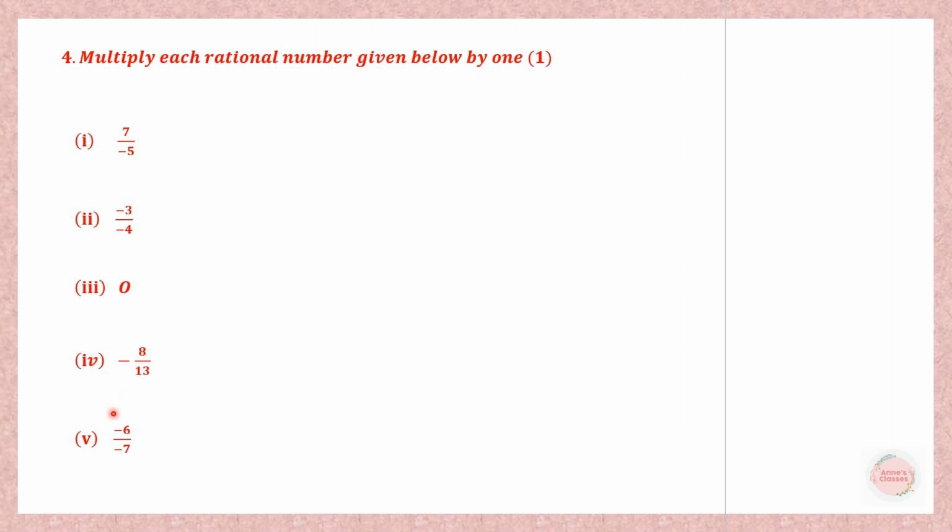We have all these rational numbers. We're going to multiply each number by 1. And we know that when we multiply any number by 1, we get back the same number. So this is 7 by minus 5. Now look at the next one. Minus 3 by minus 4. We can cancel off the minus signs. Into 1 will give us 3 by 4. Next is 0. 0 into 1 is 0. Here minus 8 by 13 into 1 will be minus 8 by 13. Next one, minus 6 by minus 7. Cancel off the minus signs. 6 by 7 into 1 is 6 by 7.